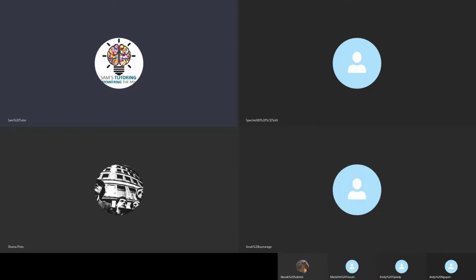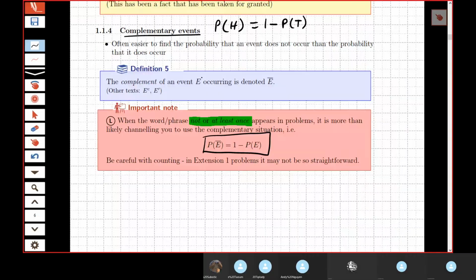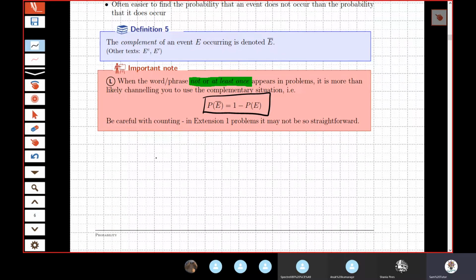So continuing on this, complementary events. Like I was saying, the opposite of the event occurring. You've got to keep that in mind. And the trick to it is, if you ever see the word "not", or "at least once", that's probably the bigger one you're going to see in your HSC style questions. You're thinking of this. So let me just quickly do a sample question.